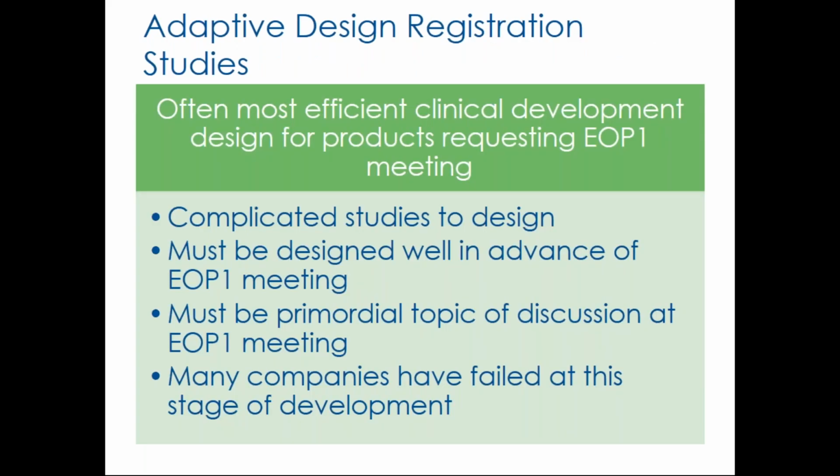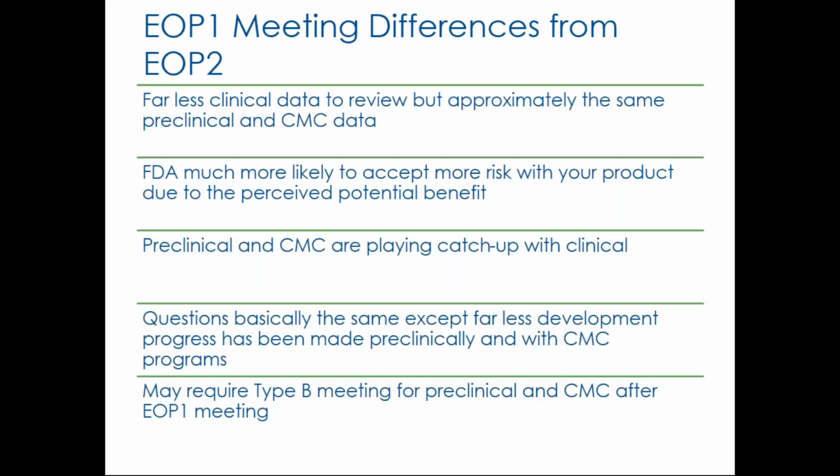But I want to emphasize that adaptive designs are extremely complicated and must be done well in advance of the end of phase 1 meeting. This would be a primordial topic for discussion at the end of phase 1 meeting. And many companies have failed at this stage of development due to poor design of the trial that's going to demonstrate efficacy of their product to FDA.